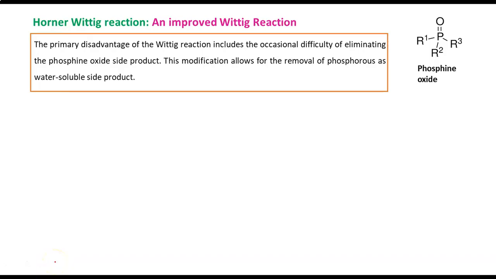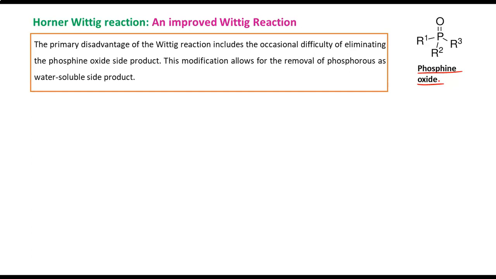There will basically be two modifications. The first modification is known as the Horner-Wittig reaction, which is an improved Wittig reaction. So what difference do we have in this reaction? Before beginning that, we have to see what the disadvantage is in the original Wittig reaction. In the original Wittig reaction, phosphine oxide is produced, which is the side product.